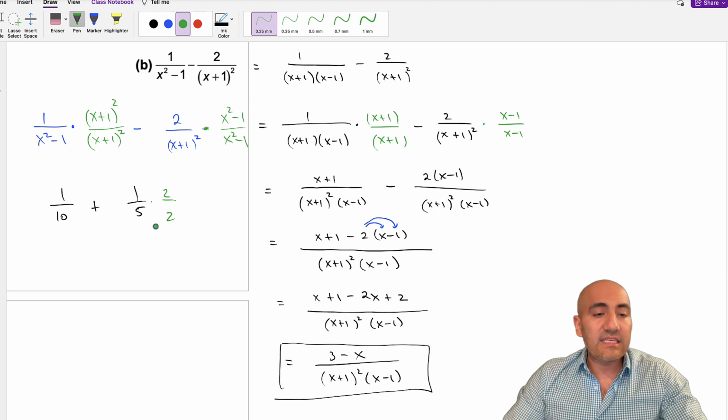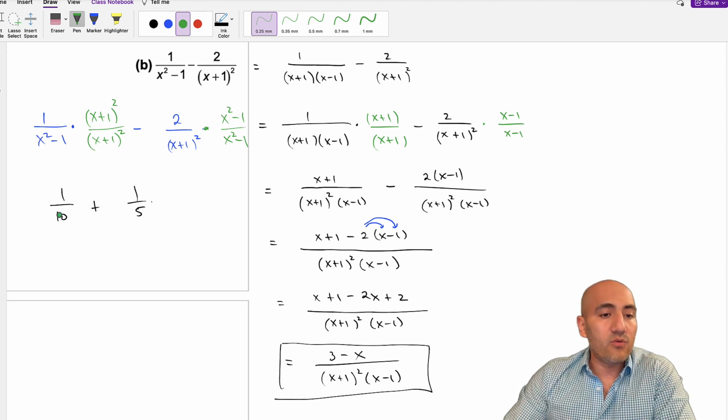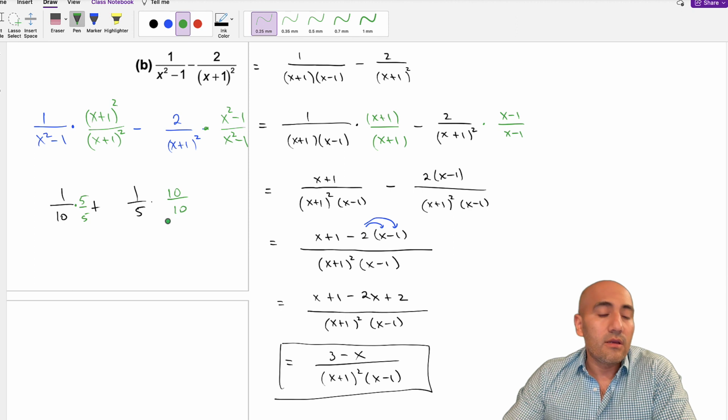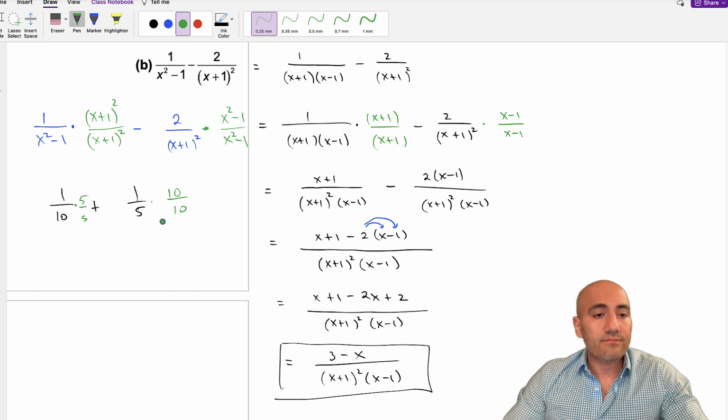But if somebody doesn't see that, then by default, you could just multiply by using the value over here. So multiply this by 10 over 10, and multiply this one by 5 over 5, and you'll get to a common denominator, 50, sure, but you're dealing with bigger numbers than you need to. That's all. Okay.